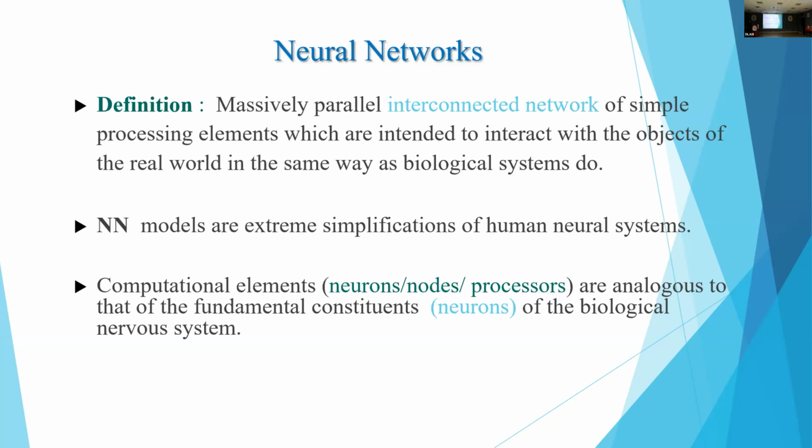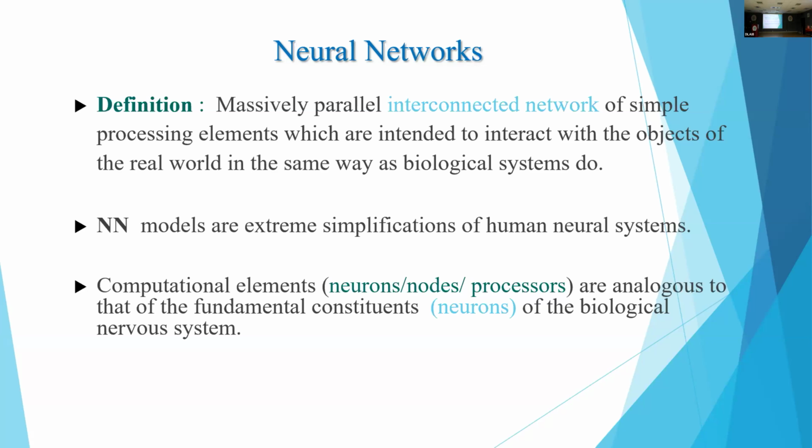They have connections among themselves, and since they have connections, they have interconnections. So these interconnections and their processing power basically make the neural network model a huge success. So a massively parallel interconnected net of simple processing elements, which are intended to interact with the objects of the real world in the same way that we, human beings, do normally. So these neural network models are an extreme simplification of the human nervous system, where each and every element is termed a neuron or node or processor, which does, as I mentioned, a very simple thing.